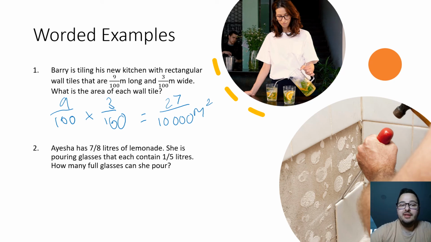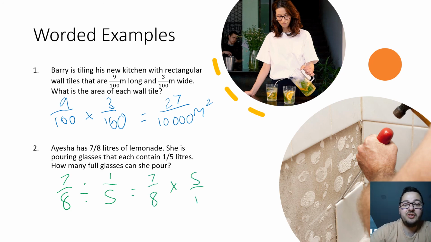Okay, number 2. Aisha has 7/8 of a litre of lemonade. She is pouring glasses that each contain 1/5 of a litre. How many full glasses can she pour? So we want to do 7 over 8 divided by 1 over 5. But that is the same as, so keep the first one, flip the second one, and change the divide to a times. 7 times 5 is 35. 8 times 1 is 8.